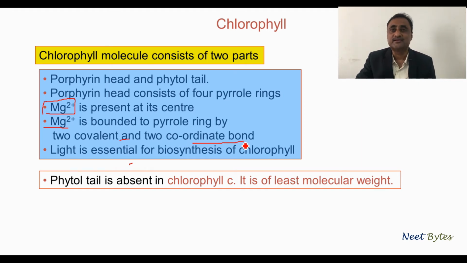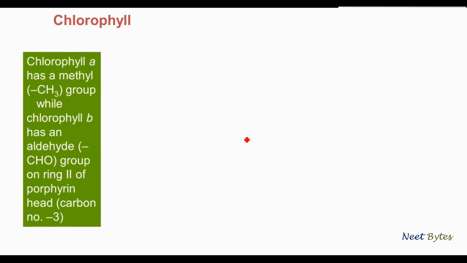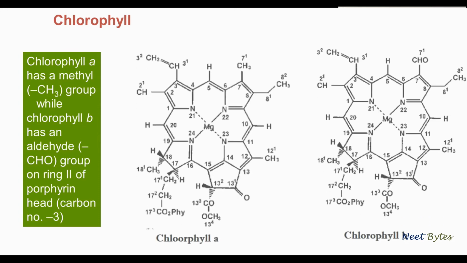Mind it, light is very much essential for the biosynthesis of chlorophyll. For the rest of the two pigments, carotenoids and phycobilins, light is not required. For biosynthesis of chlorophyll, light is required. And this chlorophyll is soluble in fats. Now the phytol tail is absent in chlorophyll C. What does it mean? It means that chlorophyll C is of least molecular weight. Many times this question is asked in NEET. So it is of least molecular weight, and bacteriochlorophyll is of highest molecular weight, right?